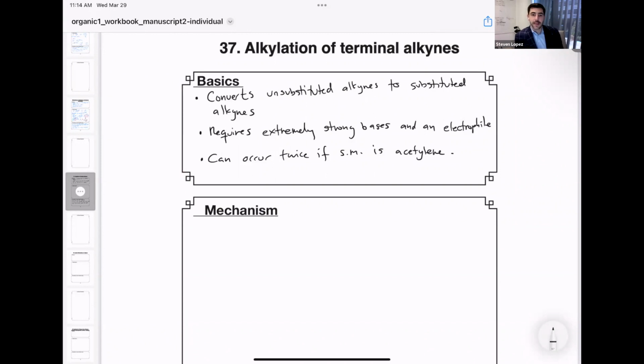Today, we're going to be talking about the alkylation of terminal alkynes. Here are the basics. First, this reaction converts unsubstituted alkynes to substituted alkynes. It requires extremely strong bases and an electrophile to do the reaction. And three, it can occur twice if the starting material, abbreviated here as SM, is acetylene. So let's jump into the mechanism.